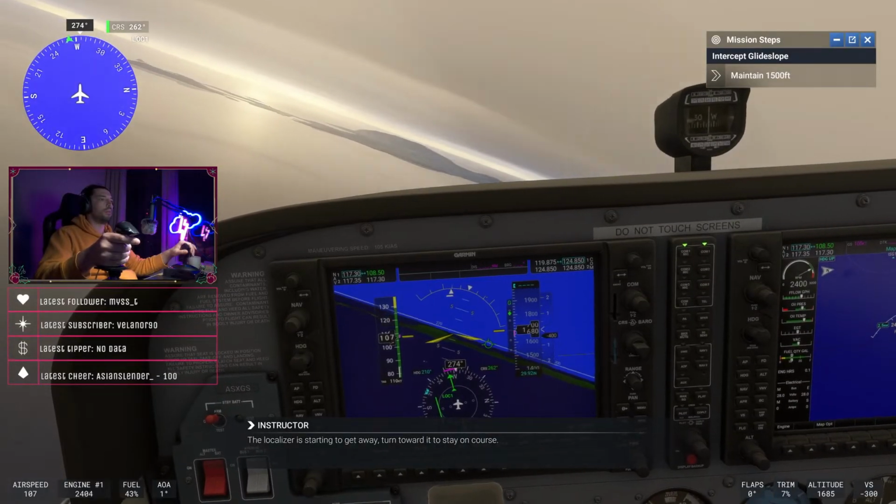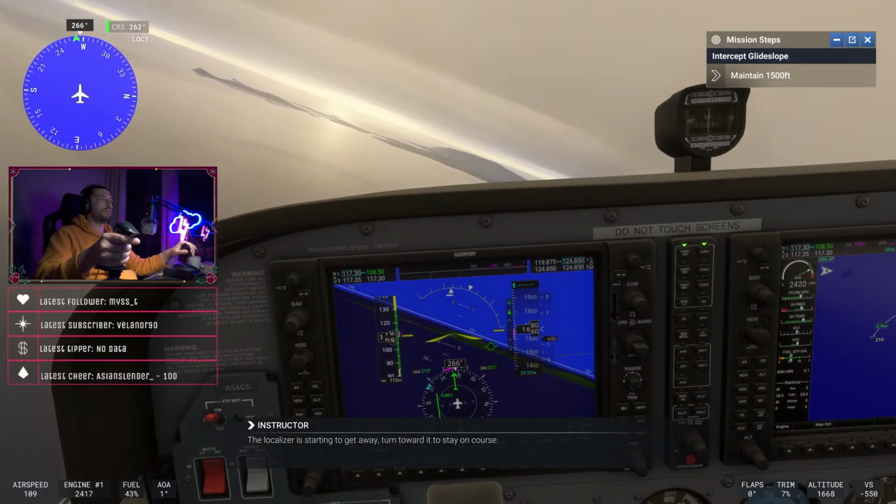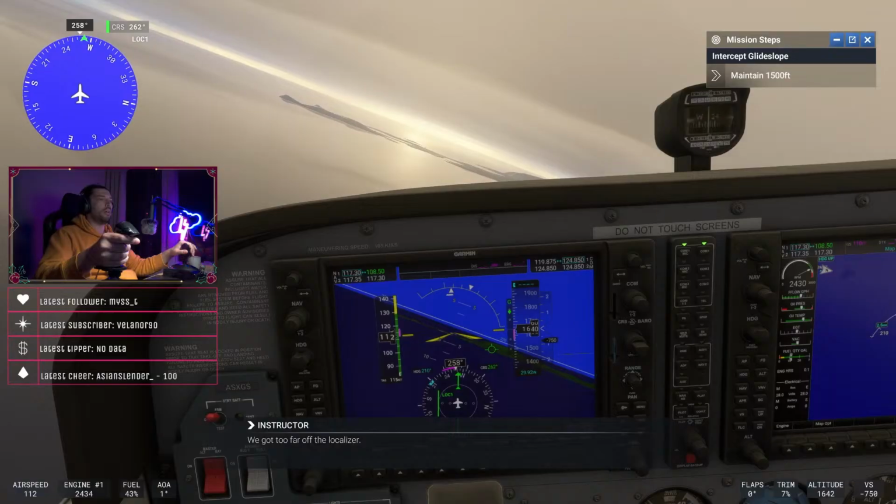Alright. The localizer is starting to get away. Turn toward it to stay on course. Yeah, I'm looking, we got it. Too far off the localizer.